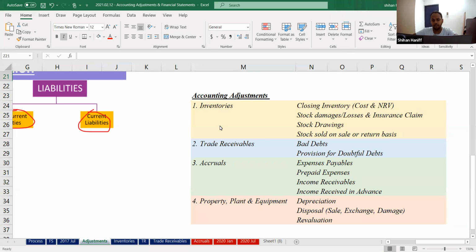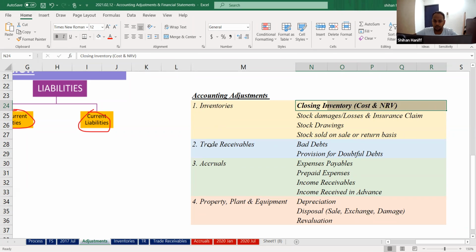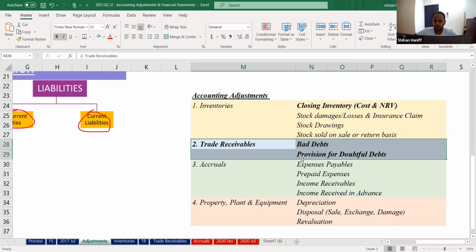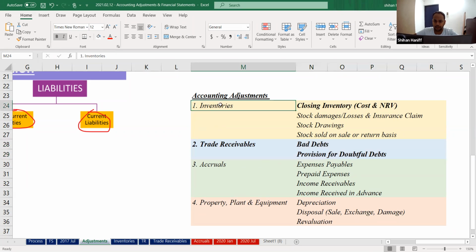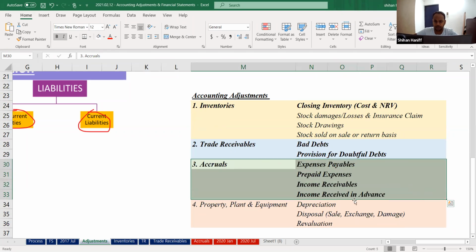So in our last session, I discussed inventories, the closing inventory, cost and NRV adjustment. We also discussed trade receivables, bad debt, and provision for doubtful debt. Today I will be discussing the accrual adjustment.